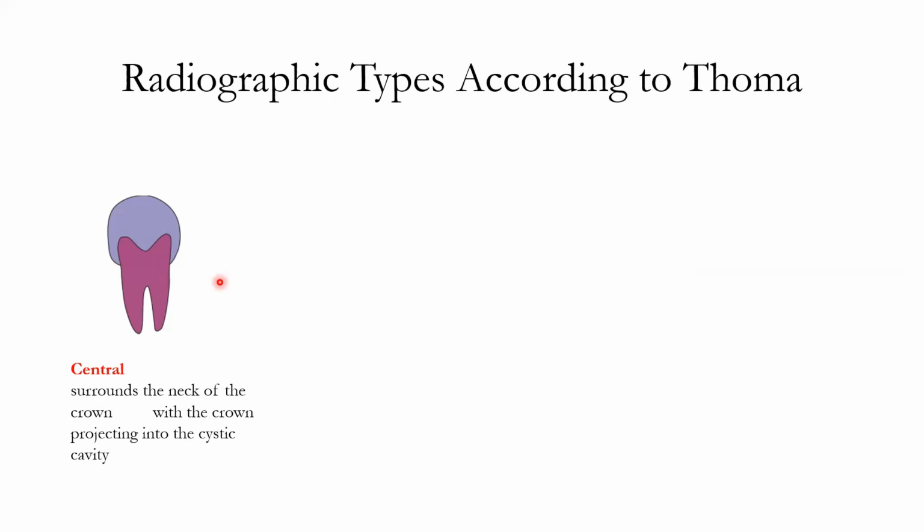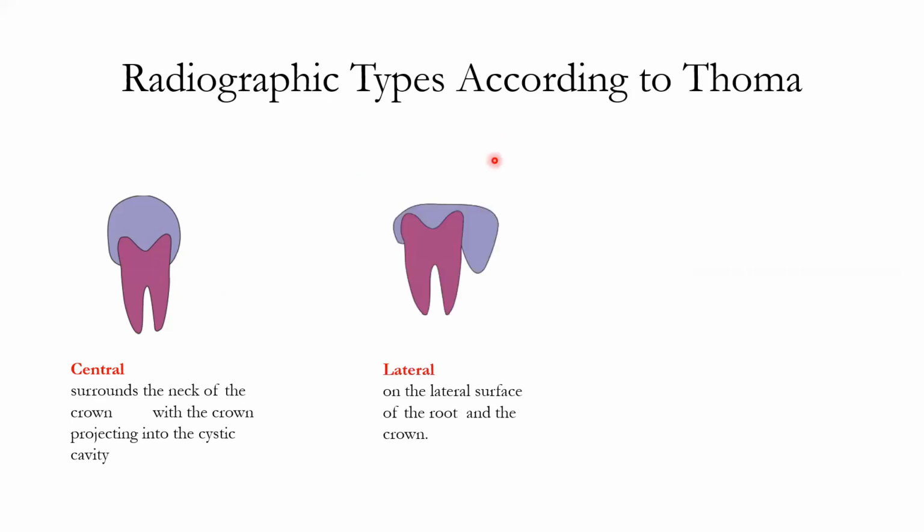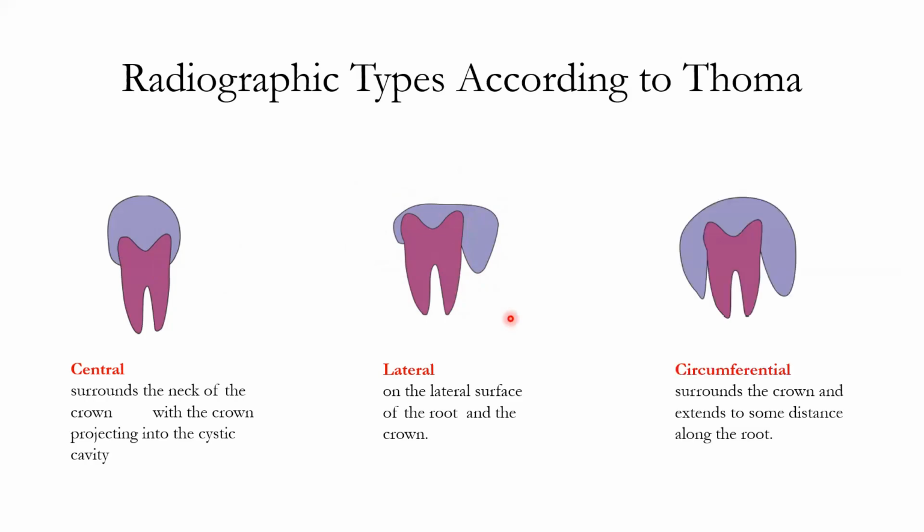The next type described is lateral, where you can see that the cyst is hanging on the sides of the tooth or the lateral surface of the tooth, both in association with the crown and the root. And there is another type called circumferential, where you see that the cyst is surrounding the entire crown and the root, kind of extending along the lateral surface of the root, as you can see here. So it looks like it is surrounding the tooth itself. So it is called the circumferential type.